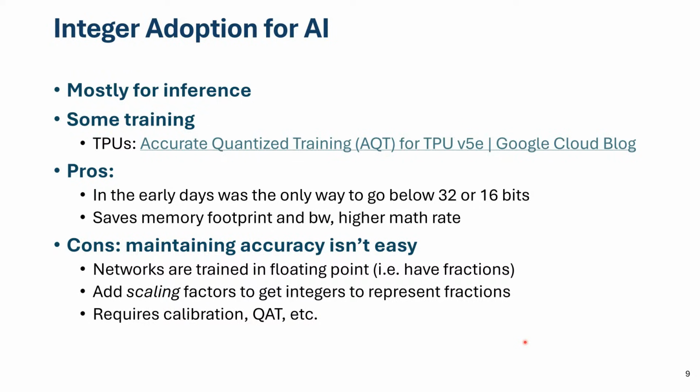You would save memory footprint as well as memory bandwidth. You could also get higher math rate on both CPUs and GPUs. So for example, if you wanted 8-bit representation, you had to go with integers a while ago. The cons of that, yeah, go ahead.